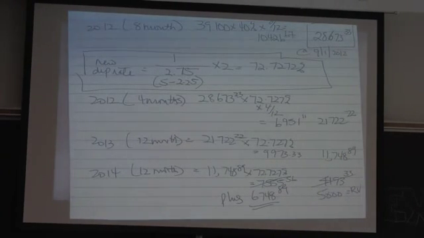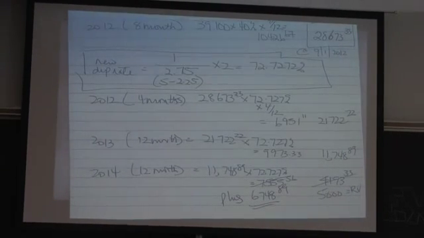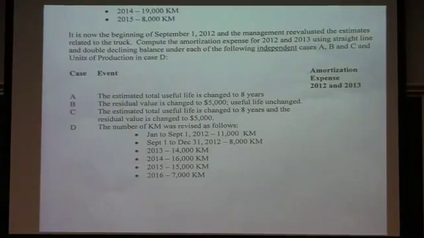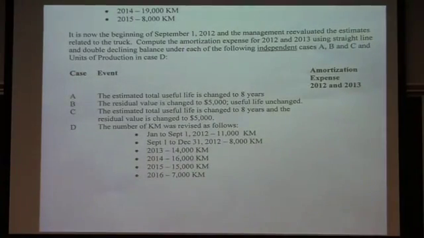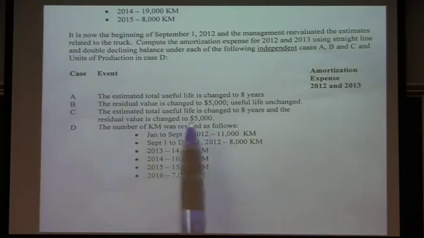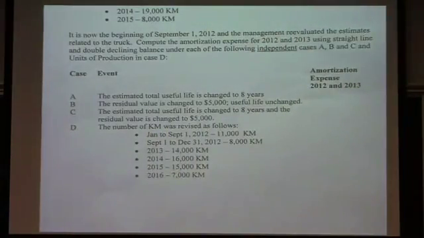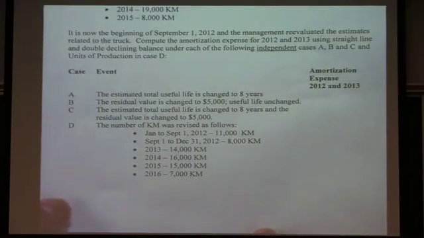Okay, we're going to continue on the next video. So for part C, on September 1st, 2012, we're going to change the estimated useful life from 5 years to 8 years and the residual value from 10,000 to 5,000. So we're going to look at it from 2 different points of view. Under straight line, what's the effect?